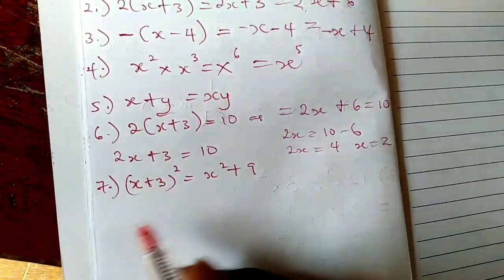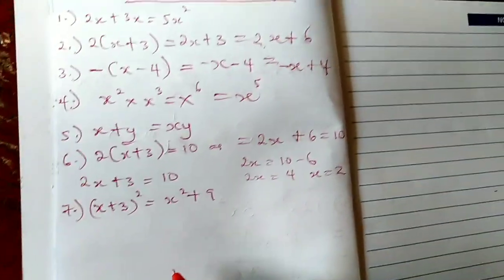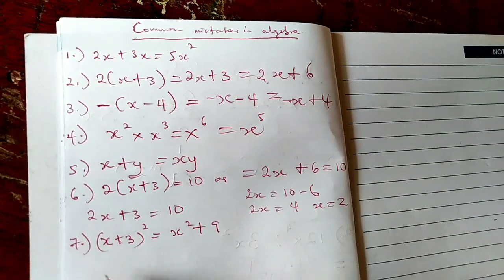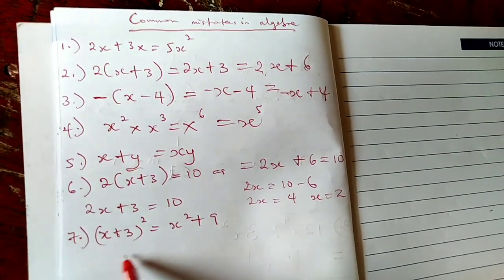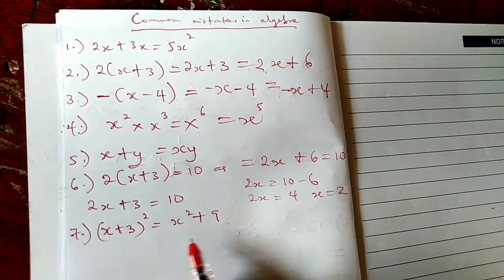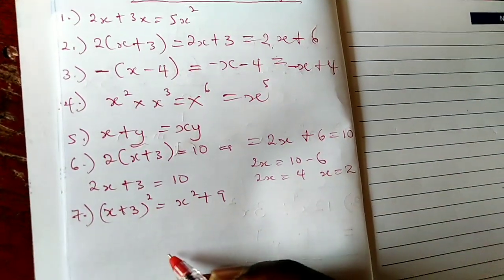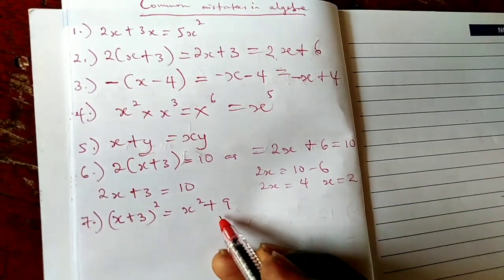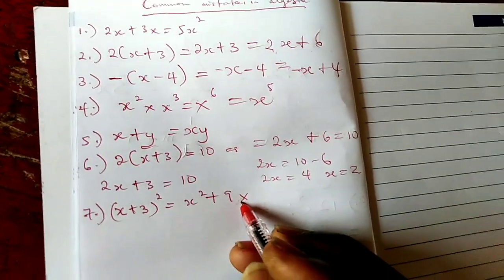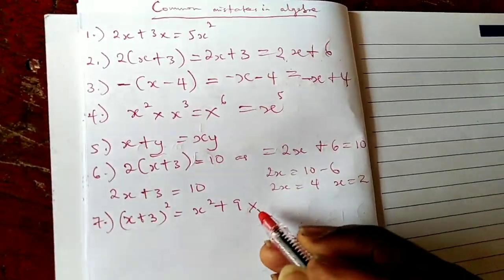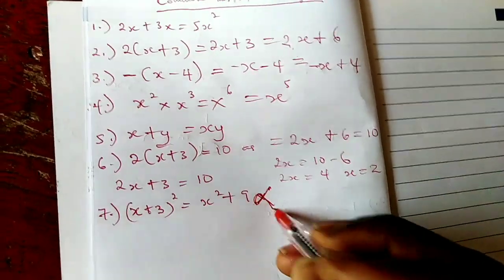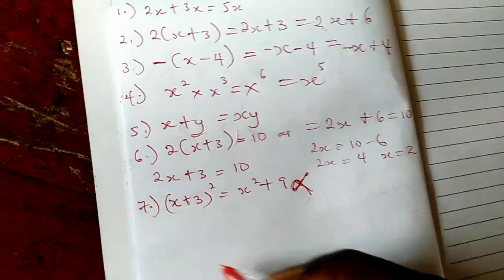For this other side, where the mistake is this. We have x plus 3 squared equals x squared plus 9. Alright, this is not the correct answer. It is wrong. So it ought to be like this.